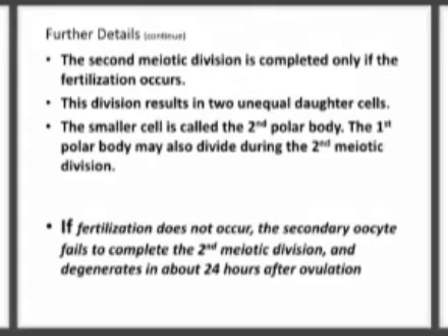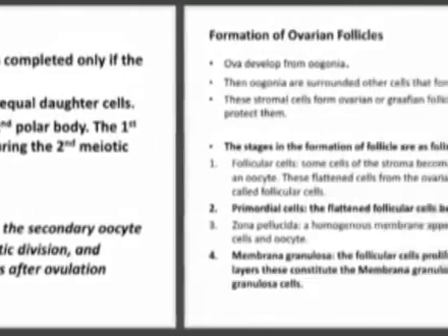This division results in two unequal daughter cells. The smallest cell is called the second polar body, and the first polar body may also divide during the second meiotic division. If fertilization does not occur, the secondary oocyte fails to complete the second meiotic division and degenerates in about 24 hours after ovulation.